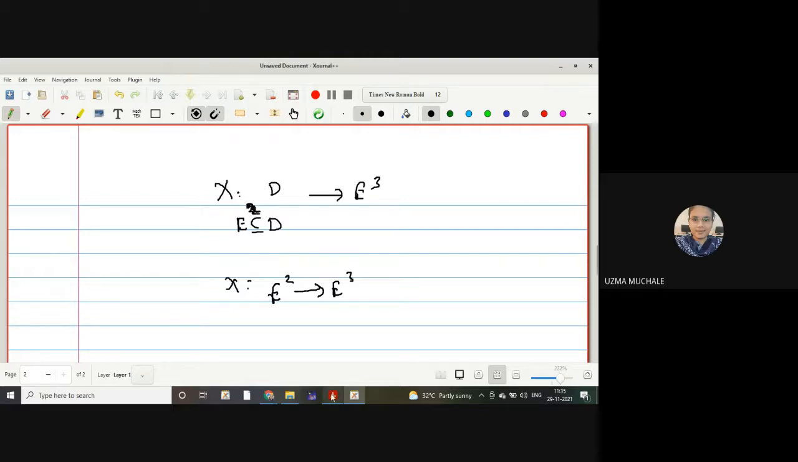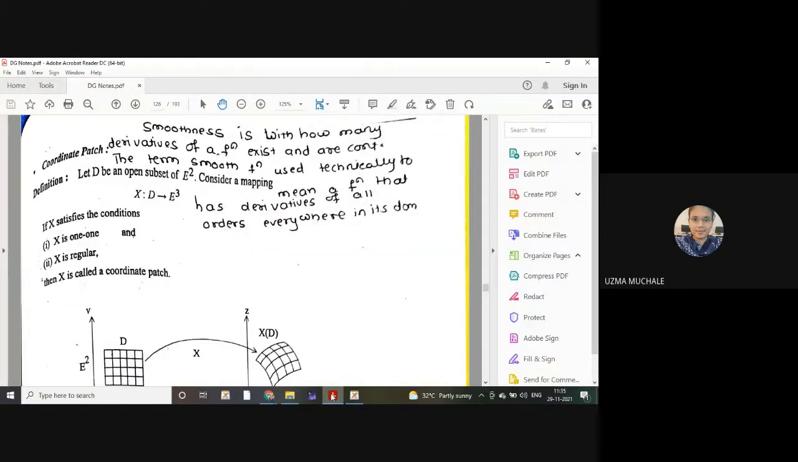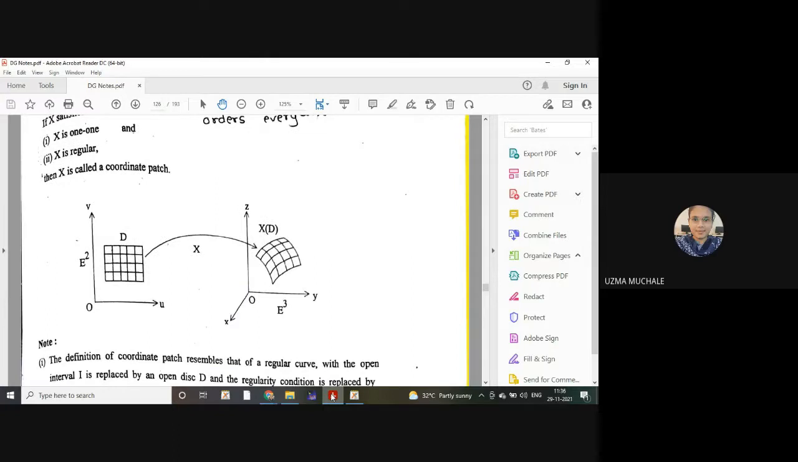So here we are going to define what a coordinate patch is. Let D be any subset of E2. Consider the mapping X from D to E3. If it satisfies the two conditions, X is 1-1 and regular, then X is called a coordinate patch. Now, we must know what we mean by 1-1 and regularity, and why the conditions of 1-1 and regularity are given for the coordinate patch.